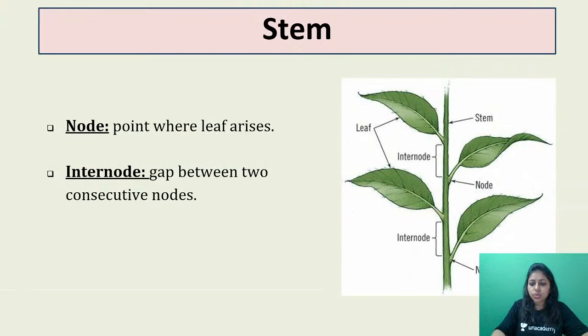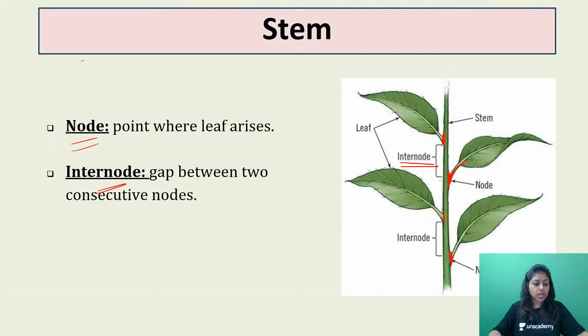Now, look at the stem. This is one beautiful picture of a stem. Now, you can see what is a node. It is a part of the stem where the leaf is arising. So that point, that part where the leaf is arising, is called a node. And now the gap between two nodes, you can see that here is the leaf, it is arising from this point. Here is again a leaf which is arising from this point. Now in between them, there is this gap which we call internode. That is called internode, which is a gap between two consecutive nodes. I hope it is clear.